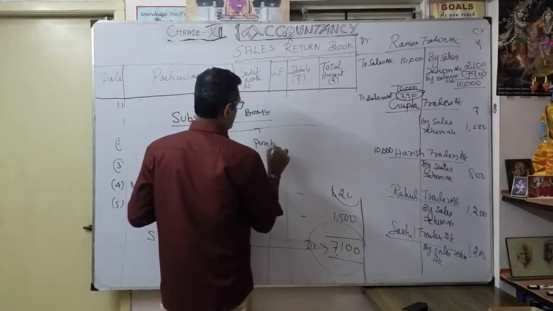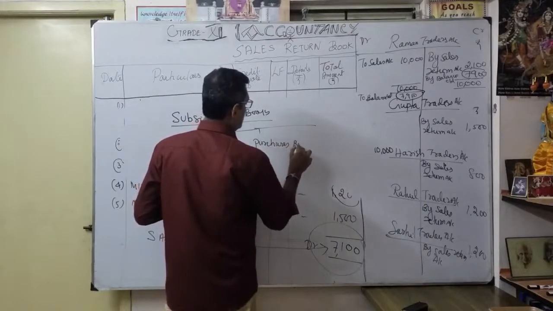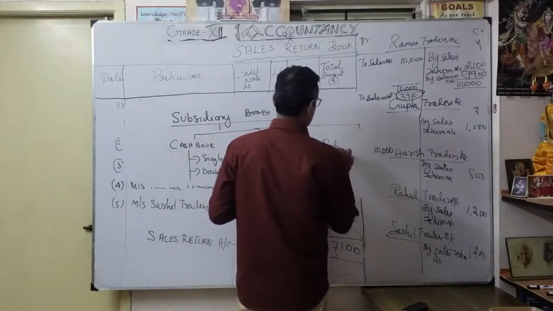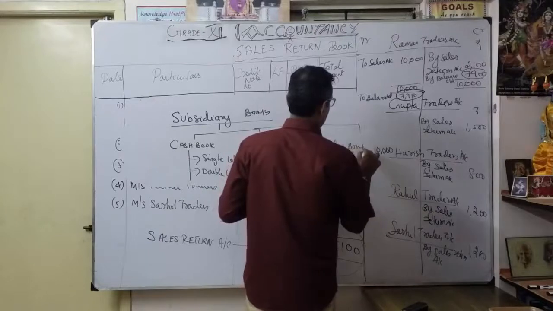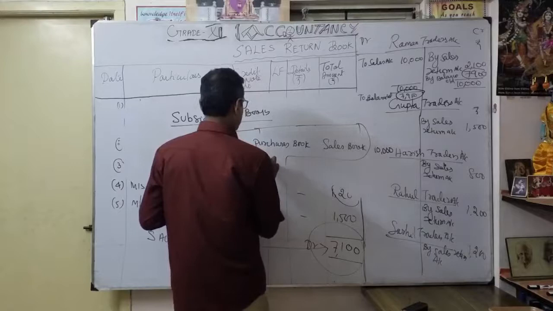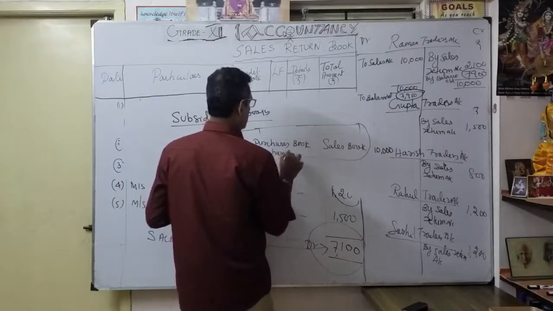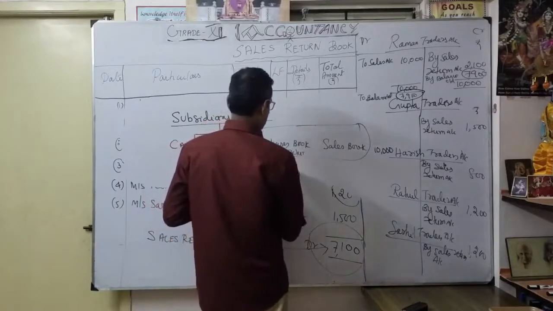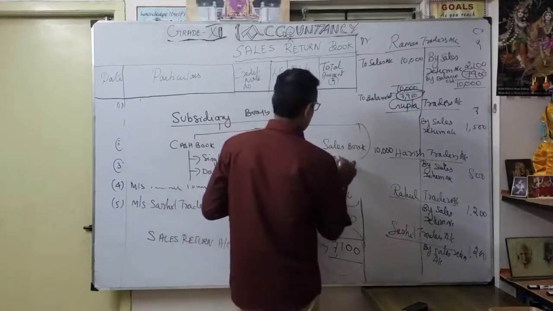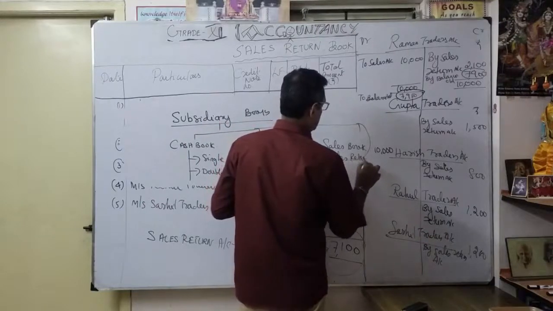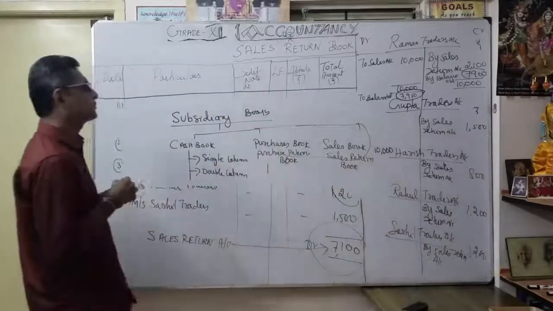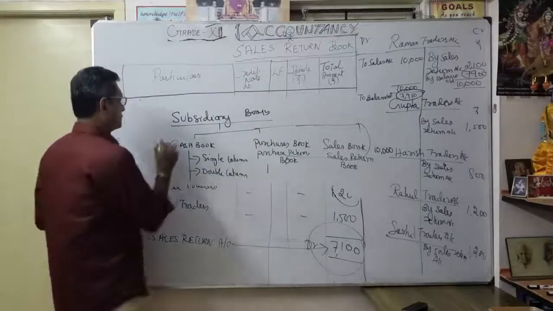Thereafter, the next one is the purchases book. Thereafter, the sales book. Thereafter, the purchase book and purchase return book, for easy understanding. Purchase return book. Here, the sales return book. So these are the different types of subsidiary books.